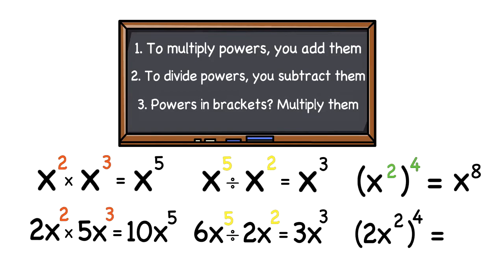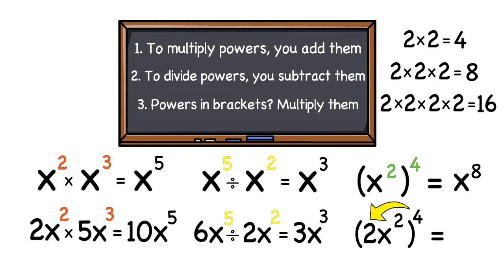In this example, I've got 2x to the power of 2 and all of that to the power of 4. So that means that the power of 4 is being applied to both the 2 and the x to the power of 2. That means to deal with my larger number, I need to do 2 to the power of 4, which is 16. Then to deal with my powers, because one of them is inside a bracket, I can times them. So 2 times 4 is 8. That means that my overall answer will be 16x to the power of 8.